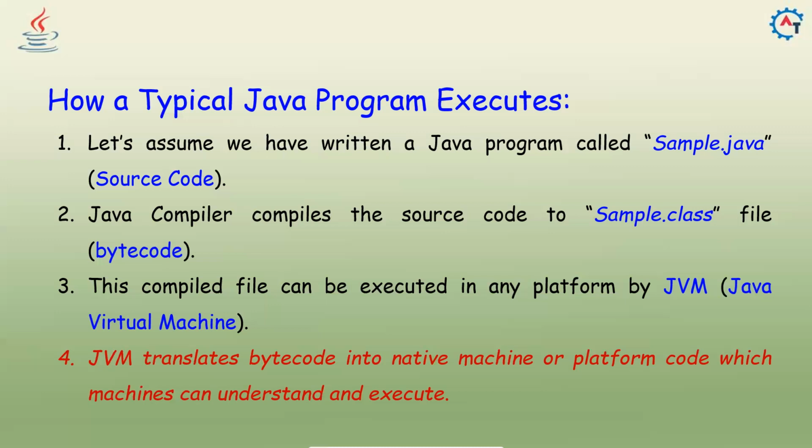Bytecode is not understandable by our machine, meaning Windows, Mac or Linux. The machine cannot understand the bytecode. So how can the machine understand it? That job the JVM does. It converts the bytecode into machine-understandable code and then executes it.